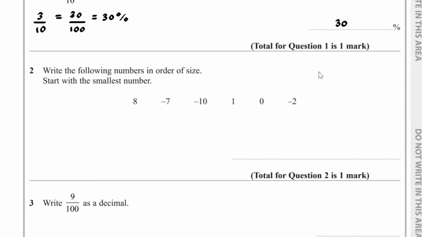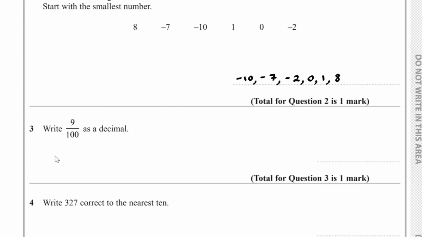Question number 2. We have to write the following numbers in order of size. Start with the smallest number. You can think of these as temperatures. The smallest number is -10, followed by -7, followed by -2, followed by 0, followed by 1, followed by 8. We have written the numbers in order of size with the smallest first.